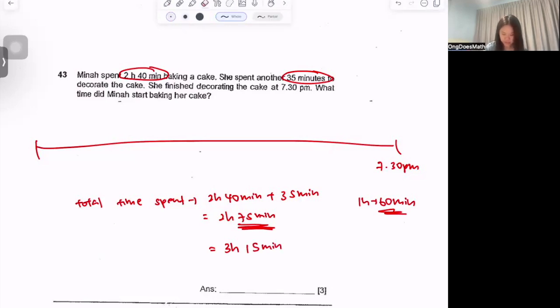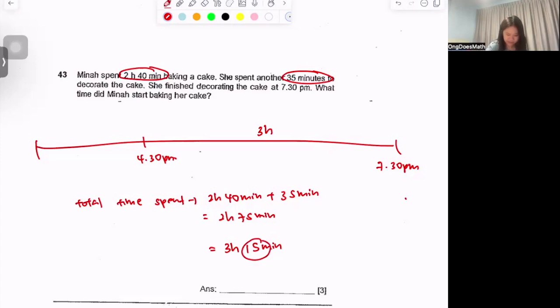So now we just have to reverse the time by 3 hours and 15 minutes. We'll do it by parts. We reverse by 3 hours first. So 7:30 p.m., you reverse the time by 3 hours. You should get 4:30 p.m., right? Then now we have to reverse by another 15 minutes. Hence that should give you 4:15 p.m. Hence the answer is 4:15 p.m. Cool.